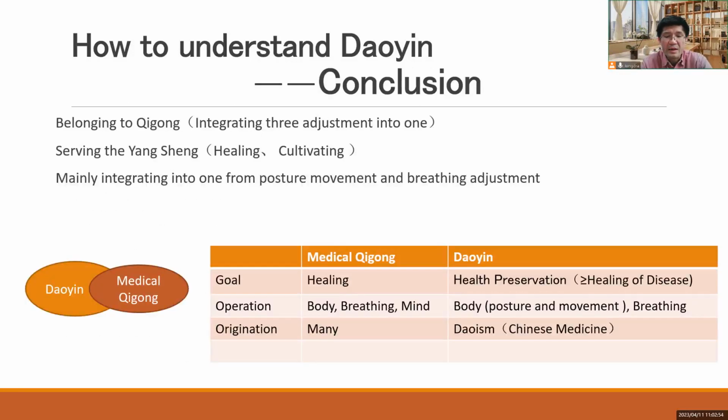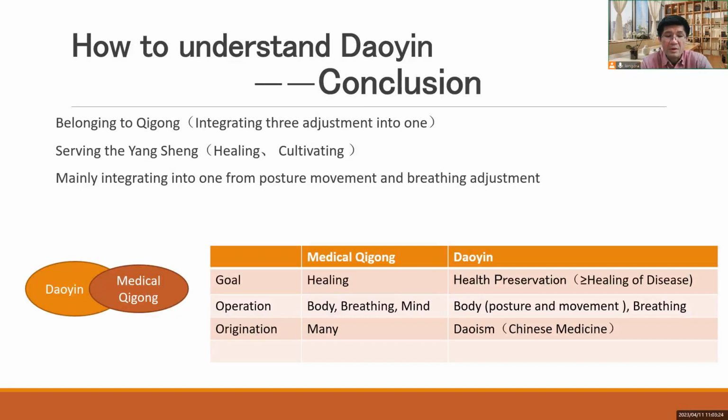Through the analysis of the above, we can get some conclusions about Daoyin. It is not hard to find out that the practice of Daoyin includes adjustment of breathing, mind, posture, and movement. Or should I say theme?